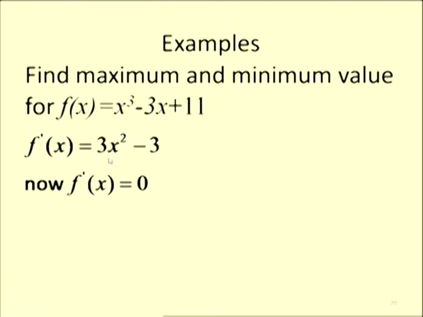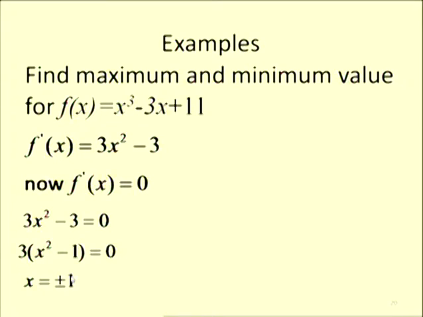Now we are interested in the roots of this, so let us take f dash x is equal to 0. So 3x square minus 3 is equal to 0. Taking 3 common, we have 3 into x square minus 1 is equal to 0. So x square minus 1 is 0, so x square is 1, so x is either plus 1 or minus 1. So there are two roots of f dash x is equal to 0: one is x is equal to 1 and another is x is equal to minus 1.